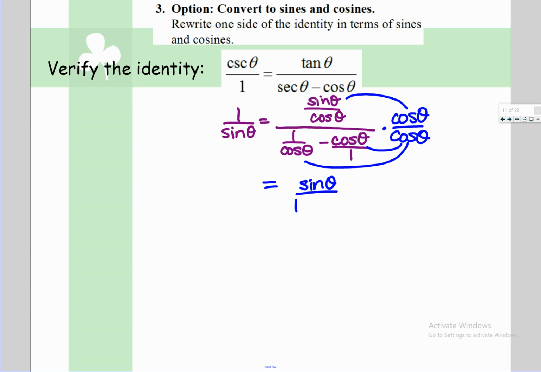And then I have cosine times cosine, cosine squared. Okay, so that made it better. Don't have the fractions inside the fraction anymore. Now I've got a squared. What group of identities are probably going to be helpful? Look at your Pythagorean identities. Do you have a 1 minus cosine squared anywhere? What's 1 minus cosine squared equal to? Replace it.